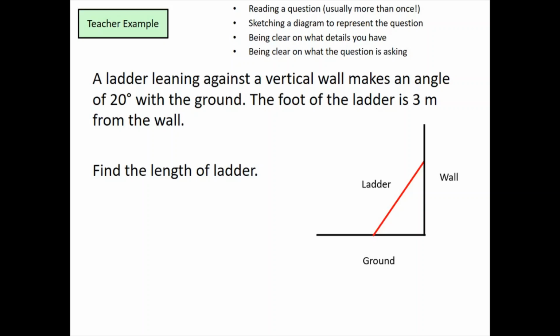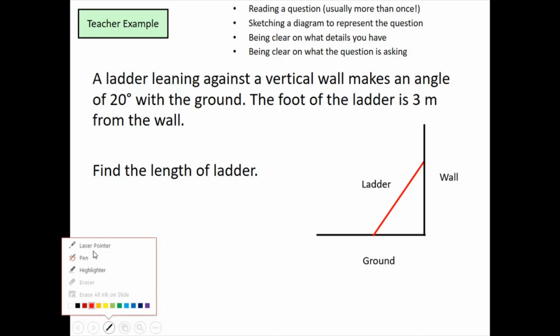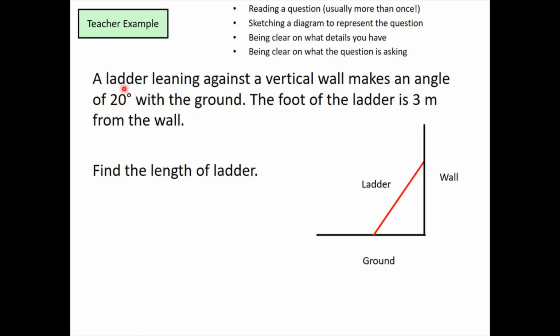I now need to add some details to the diagram. So the third bullet point at the top there, add some details to your diagram. The details that I've got is, it makes an angle of 20 degrees with the ground. So I can put 20 degrees there. The ladder makes an angle with the ground of 20 degrees. The foot of the ladder, that means the bottom of the ladder, is 3 meters away from the wall. So this distance here is 3 meters.